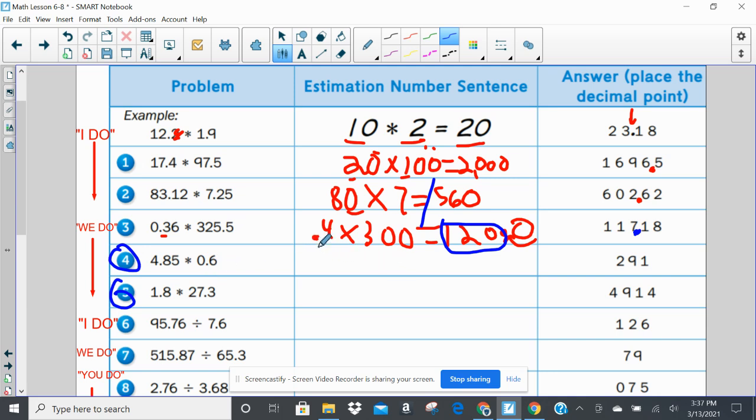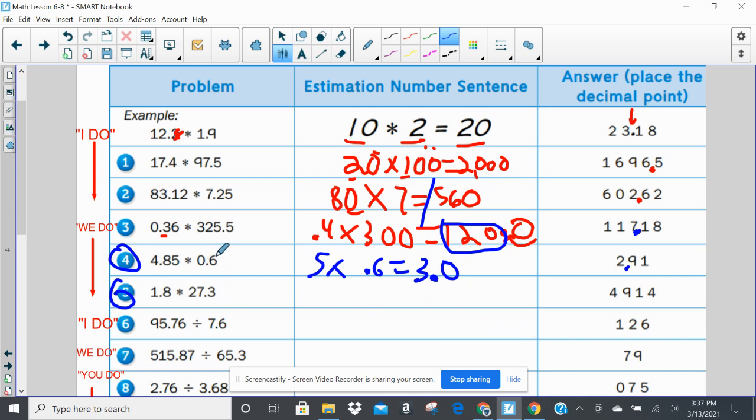So for number 4, I would round it to 5 times, let's just keep it as 0.6. What's 6 times 5 equal? 6 times 5 is 30, but because of that decimal, that means I have to put a decimal in there. So that would be 3. So our answer here would be 2.91.